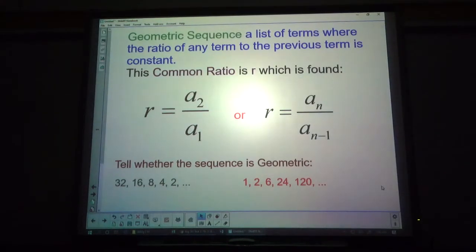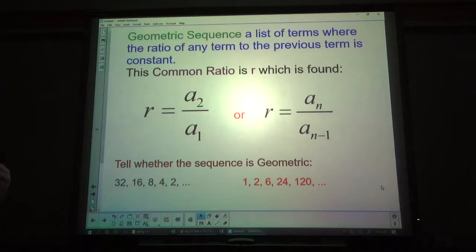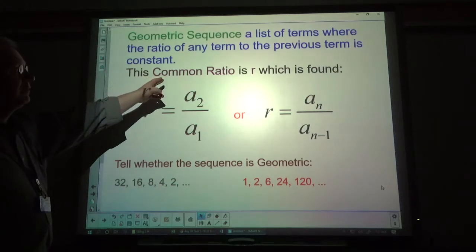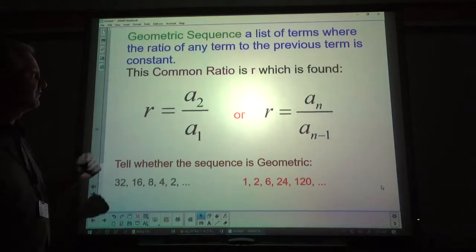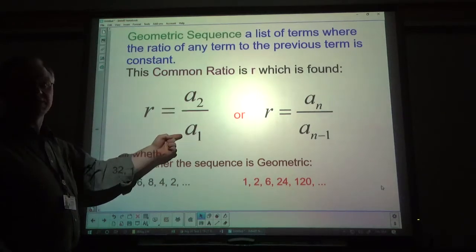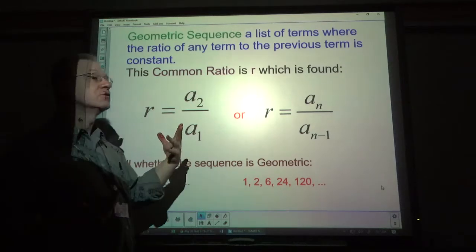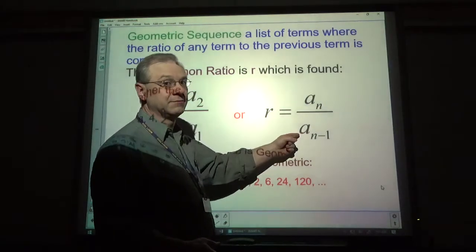That's 11.6. A geometric sequence is a list of terms where the ratio of any term to the previous term is constant. Previously, we were adding the same number over and over again to do an arithmetic sequence. Well, in this case, we're multiplying by the same value over and over again. This common ratio is r, which is found by taking the second term divided by the first term, or any two consecutive terms, the later term divided by the earlier term.